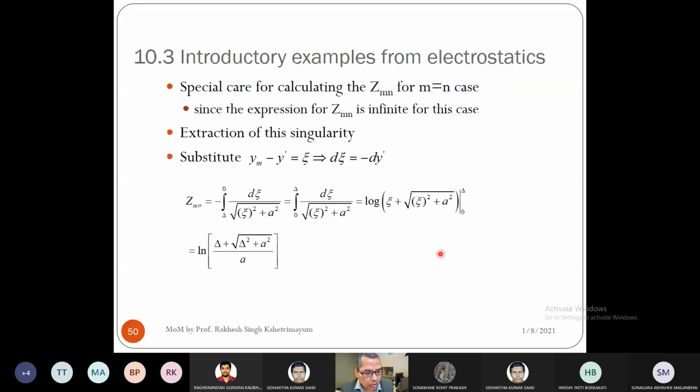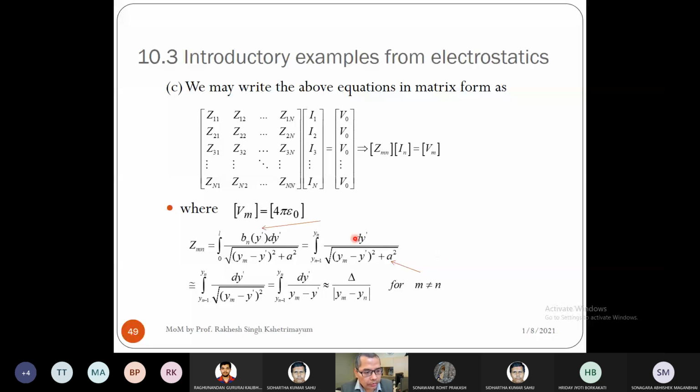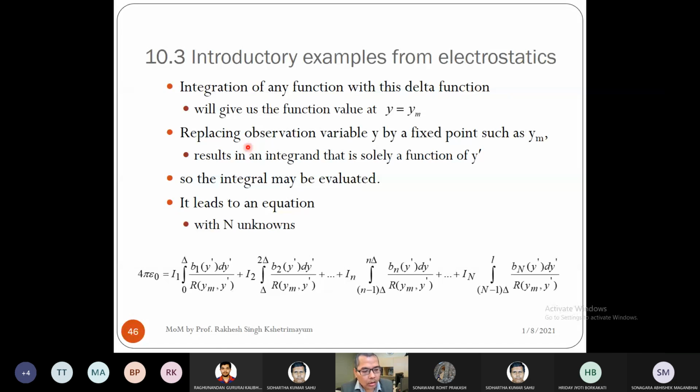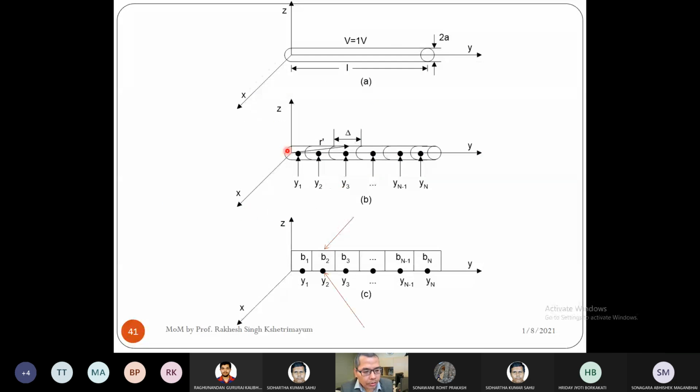See, basically, for these diagonal elements, your source and observation element are at the same location. Let me go back to the diagram so that you know what's going on. So now this is a diagram. We are making a subsection of this wire into N subsections. So this is the first subsection, second, third, fourth, and so on. So what do I mean by off-diagonal element and diagonal element? This is the observation point. We have two variables running.